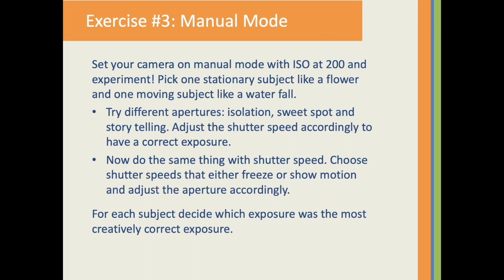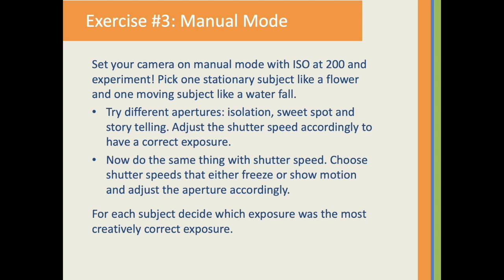The last exercise is to make sure that you get comfortable with manual mode. So again, please shoot outside and set your ISO at 200. With a stationary subject, like a flower, you are going to try different apertures: isolation, sweet spot, and storytelling. The camera won't adjust the shutter speed and the ISO for you because you'll be in manual mode, so you'll have to do that yourself to get a correct exposure. But then I also want you to try to get a creatively correct exposure, where you are choosing the right aperture for the effect you are trying to achieve.